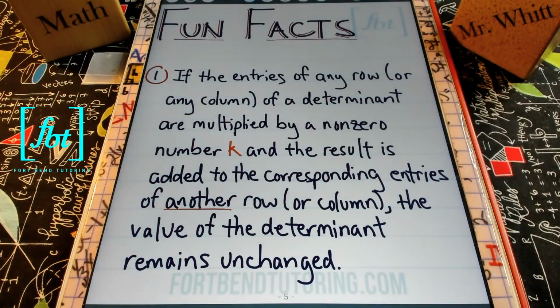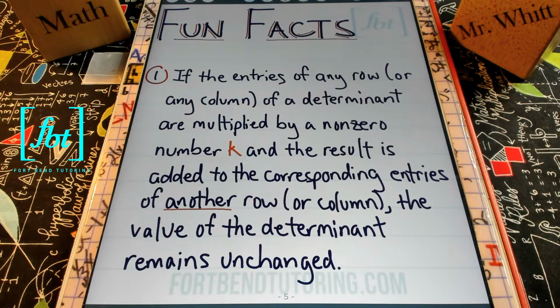And now let's talk about some fun facts about determinants. I have fun facts sprinkled throughout this entire video, guys, so make sure you're paying attention to those because these are fun facts from Fort Bend Tutoring. Number one, if the entries of any row or any column of a determinant are multiplied by a non-zero number k, and the result is added to the corresponding entries of another row or column, the value of the determinant remains unchanged.